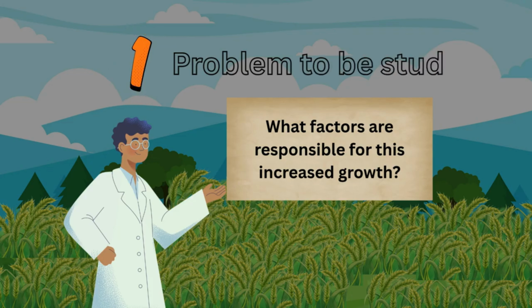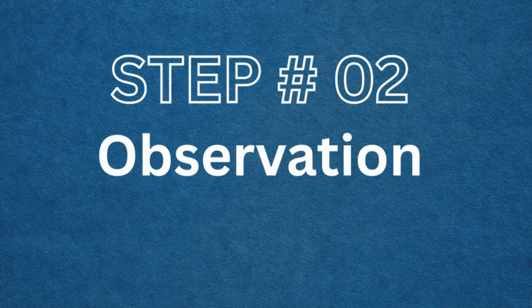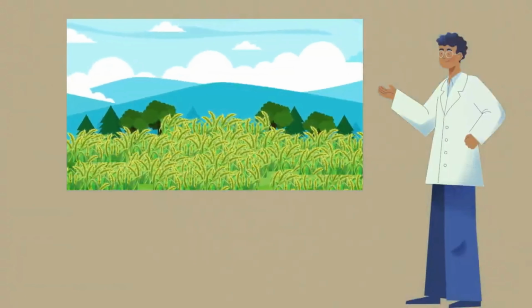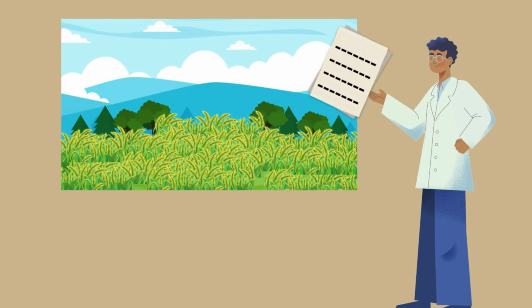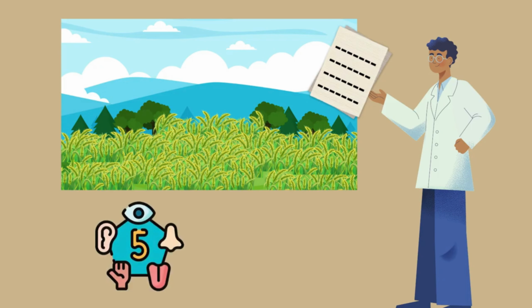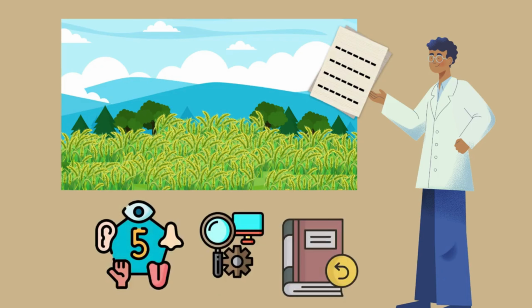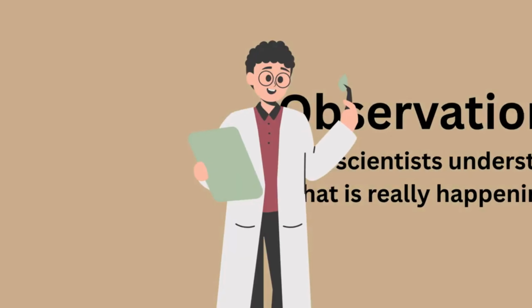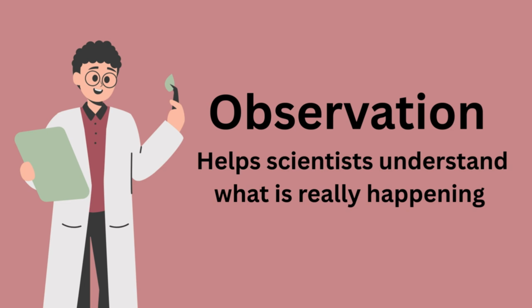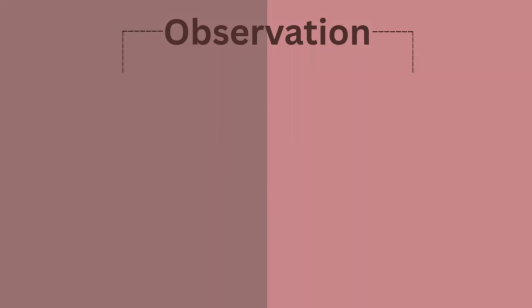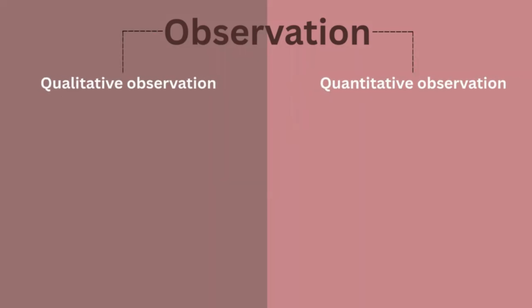After recognizing a problem, scientists move to the step of observation. In this stage, they carefully collect information about the problem using their 5 senses, tools, and previous scientific studies. Observation helps scientists understand what is really happening before making any explanations. Observations can be of 2 types: qualitative and quantitative.